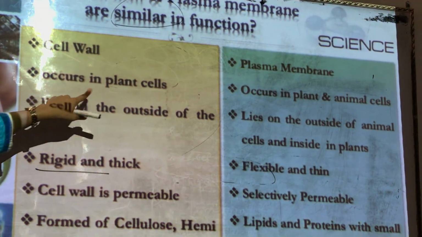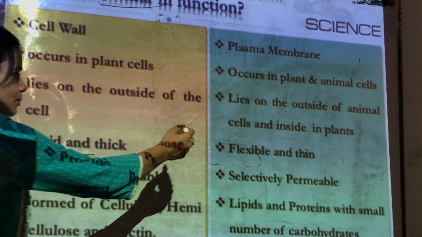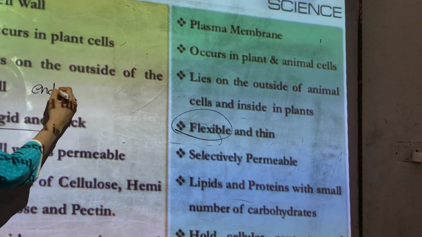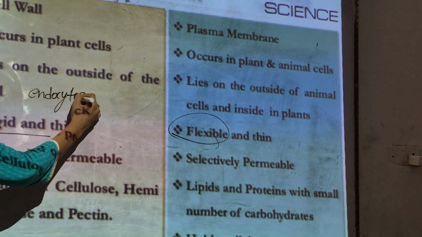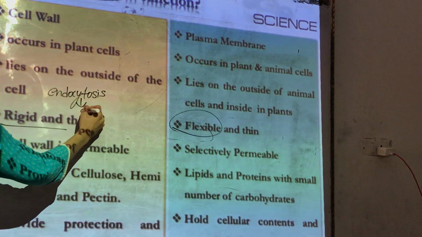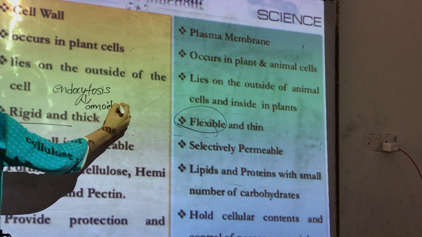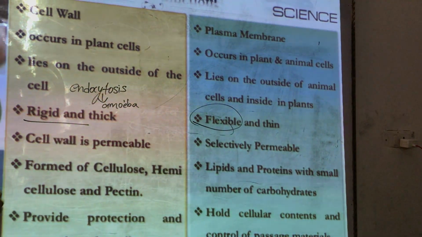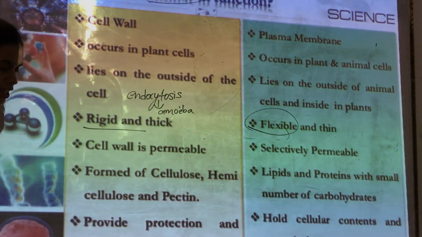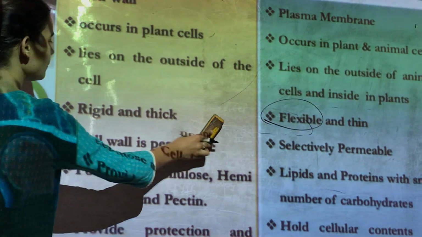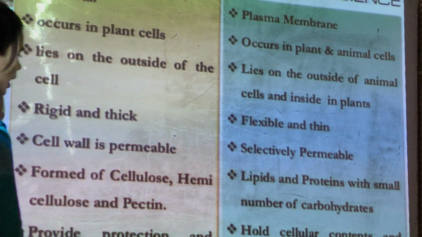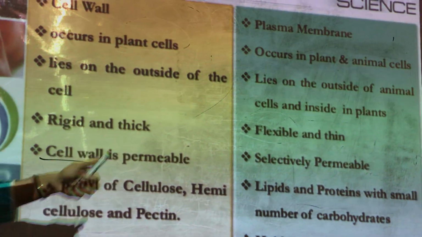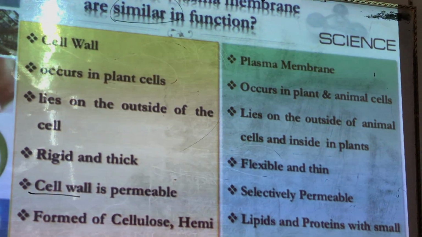Whereas the plasma membrane is very flexible. We just saw that in previous classes, in the case of endocytosis, in which an amoeba takes in food by flexing its plasma membrane, due to its flexible plasma membrane. So that's the example which proves that the plasma membrane is very flexible and the cell wall is rigid. The cell wall is permeable, whereas the plasma membrane is selectively permeable.